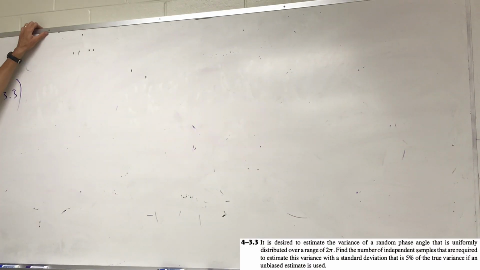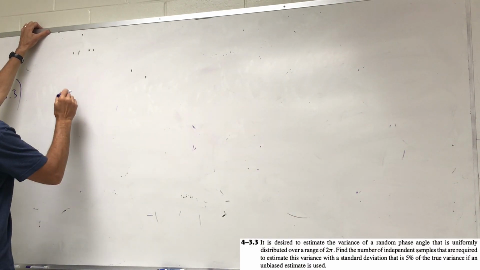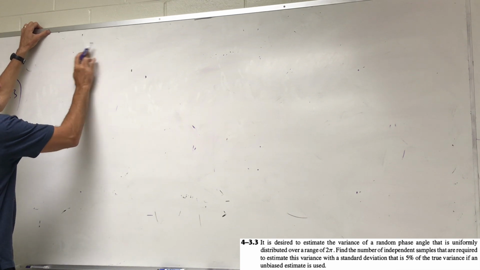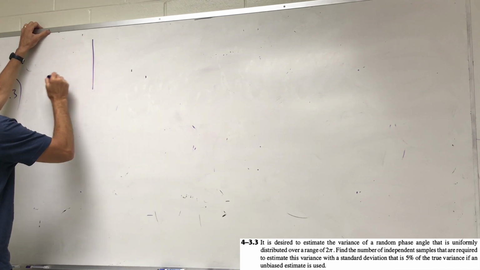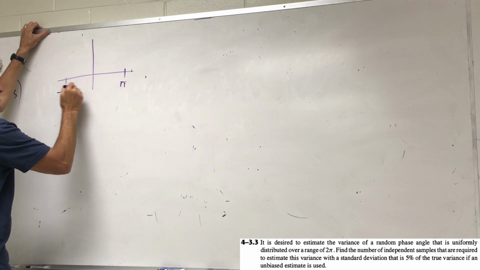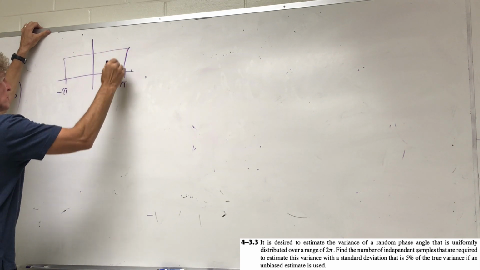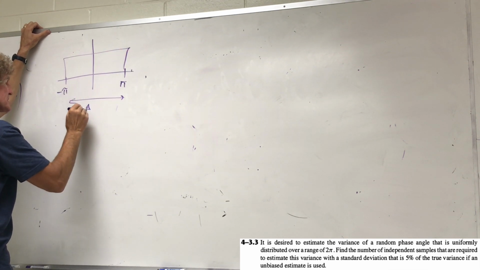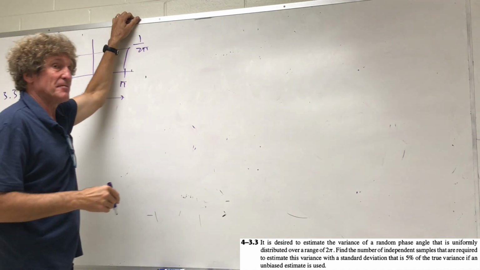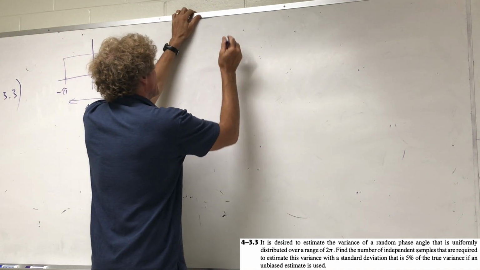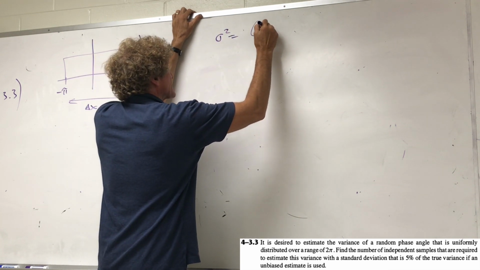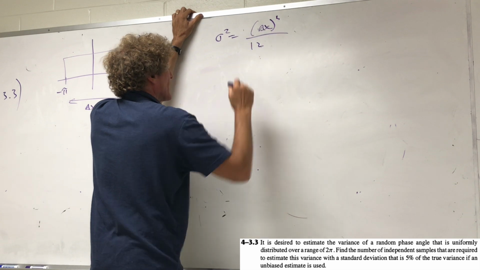Okay. It is desired to estimate the variance of a random phase angle that is uniformly distributed over a range of 2 pi. All right, I'm going to say this. In this book, he goes from minus pi to pi. Now, you don't have to do that. You can go from 0 to 2 pi. It won't matter. This is the delta x in the equation. If this is uniform, this is 1 over 2 pi. So if it's uniform, the variance is going to be delta x squared over 12.